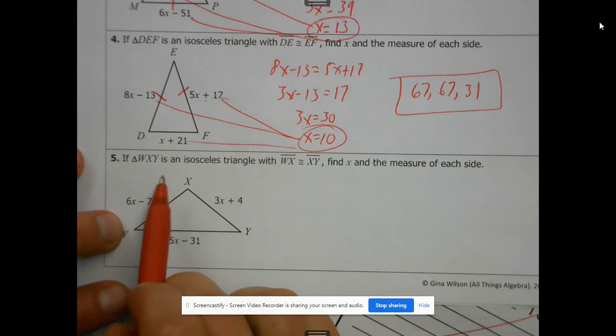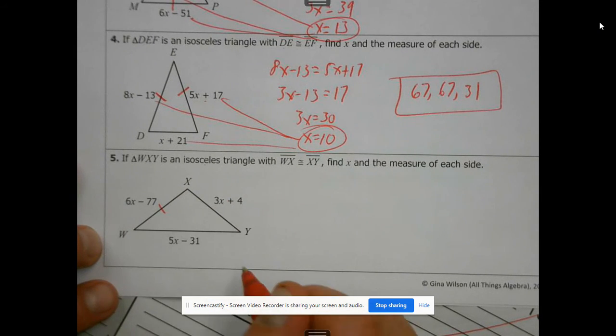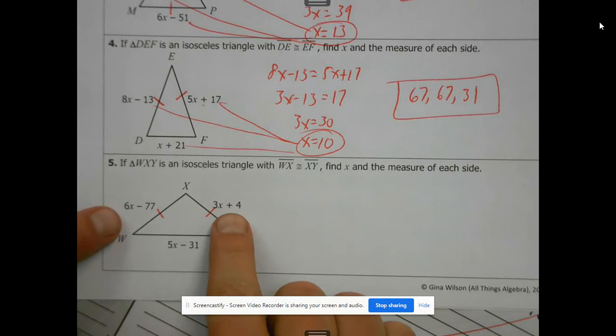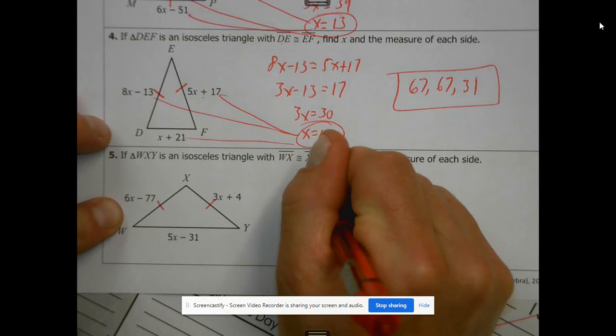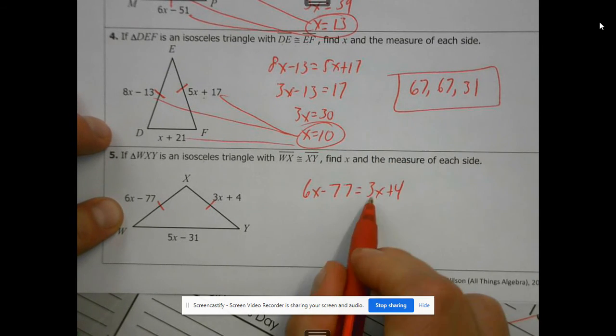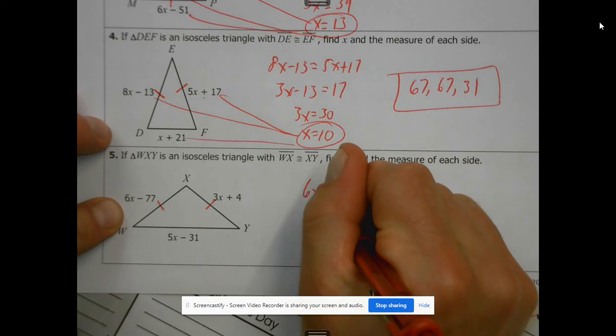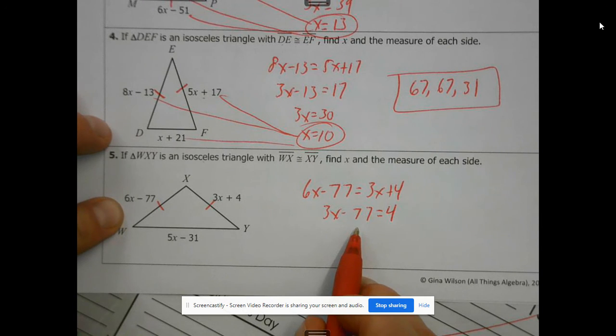Number 5, WXY is isosceles, and WX is congruent to XY. Set those guys equal to each other. Solve for x, plug it back in. 6x minus 77 is 3x plus 4. Subtract 3x to the left. Add 77 to the right.